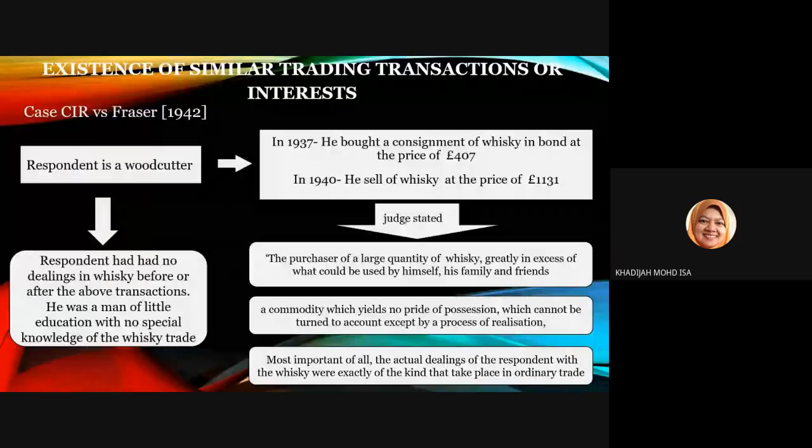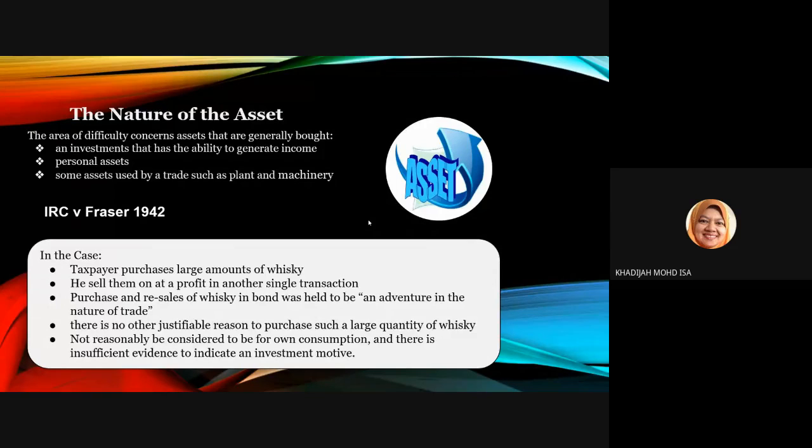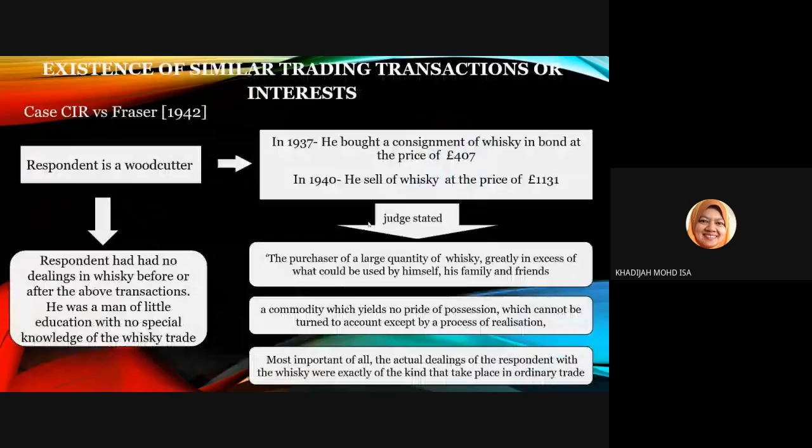This one is CIR against Fraser, and the earlier slide is IRC against Fraser. Can you tell me the difference between these two? Why here 1942 is IRC against Fraser, and the next slide, Fraser, is it the same? The next slide is CIR against Fraser. Is this the same court or a different court? And why do you have two here?